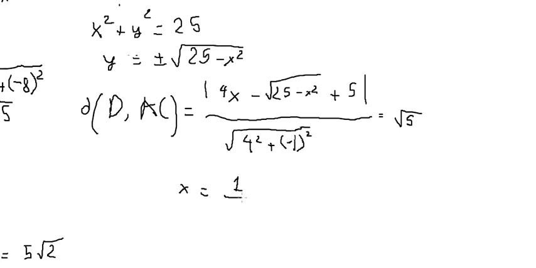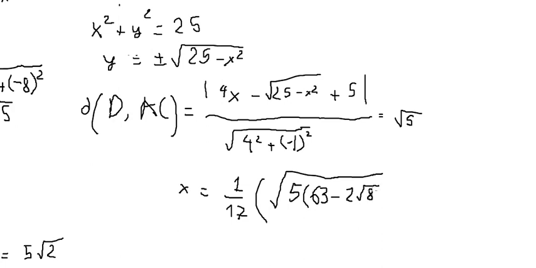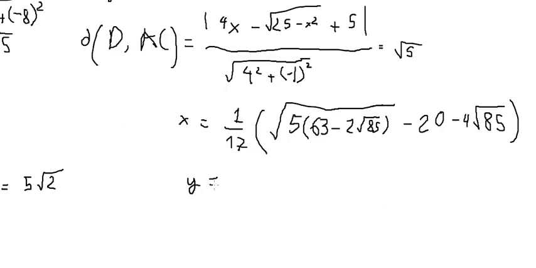That's about 1 over 17 multiplied with the square root of 5 multiplied with 63 minus 2 multiplied with the square root of 85, negative 20, negative 4 multiplied with the square root of 85. So we have y in here. We put about 25 minus x squared. We put about x in here, so we can find the value of y. This is about D number 1. Now we go to D number 2.